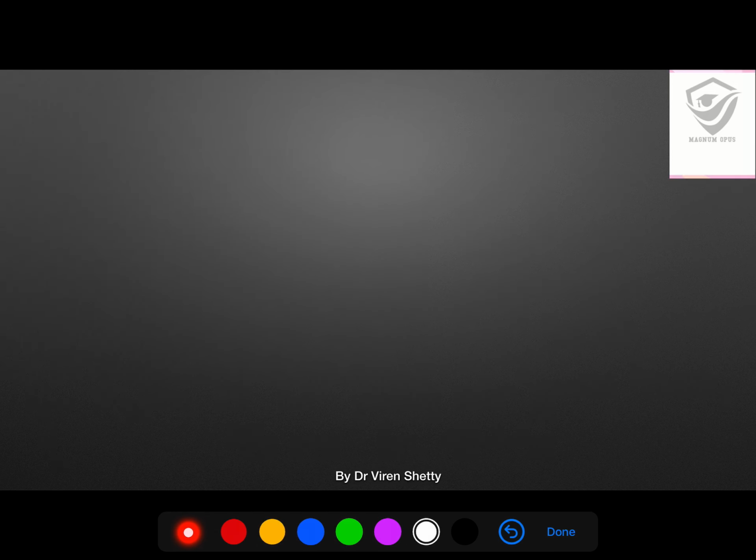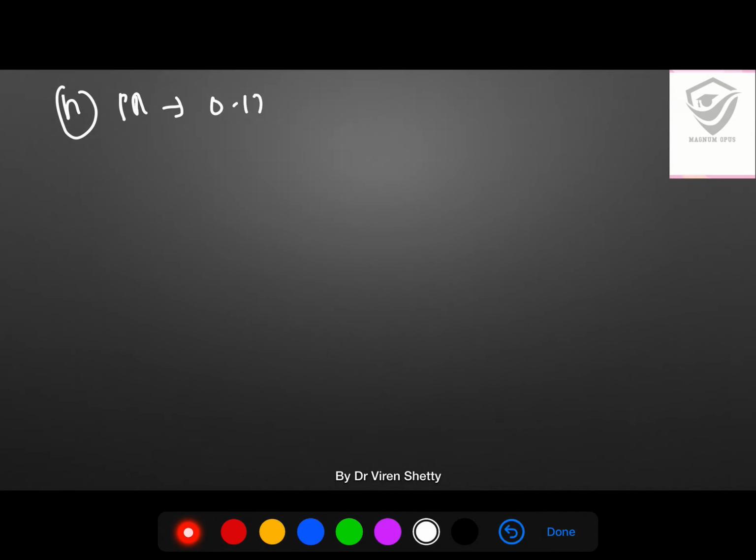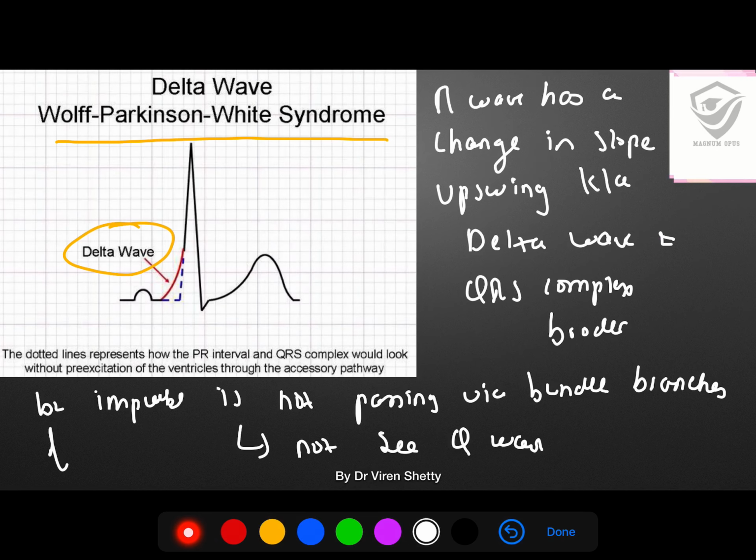If you want to know the normal PR interval, it is around 0.12 to 0.20 seconds, and a normal QRS interval is 0.08 to 0.10 second. So in Wolff-Parkinson-White syndrome, the PR interval will be short, the QRS will become broad, and very characteristically you will see the delta wave.